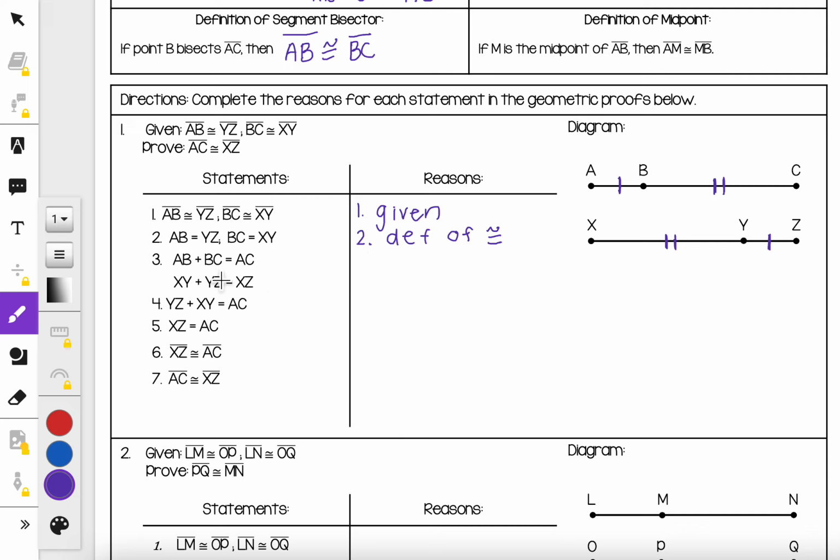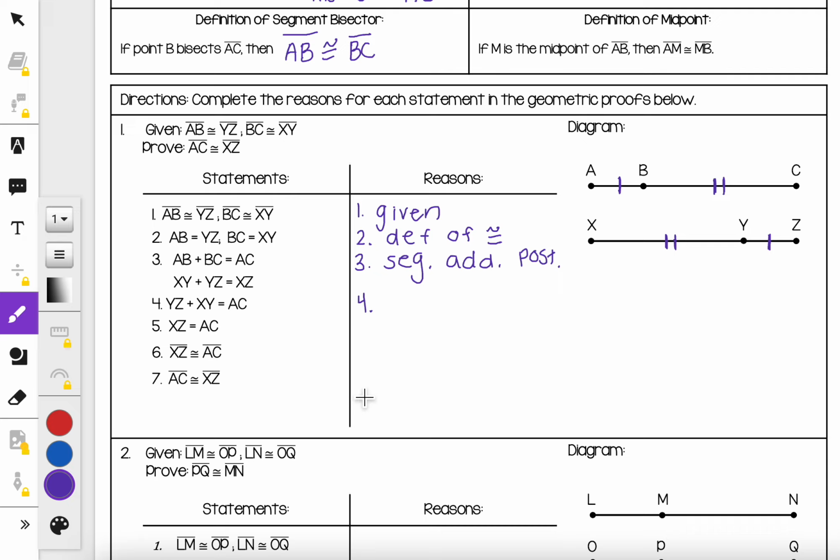Next, I'm going to use my segment addition postulate. Okay, so AB plus BC equals AC, and XY plus YZ equals XZ. I put those two equations in the same step because I'm using the segment addition postulate for both. You could put it in two different steps. I just like to keep it in one. It's fine either way.